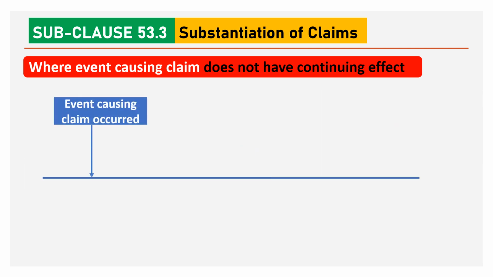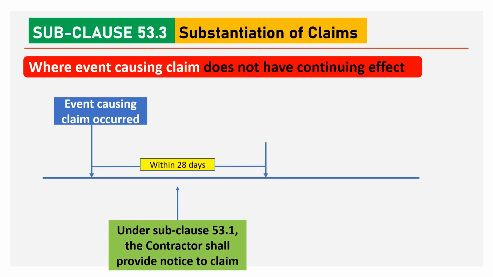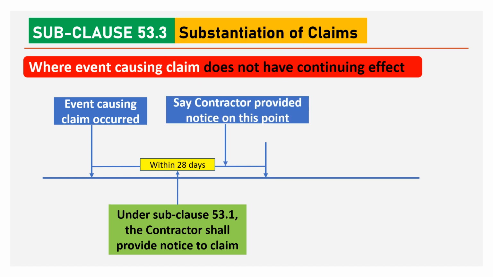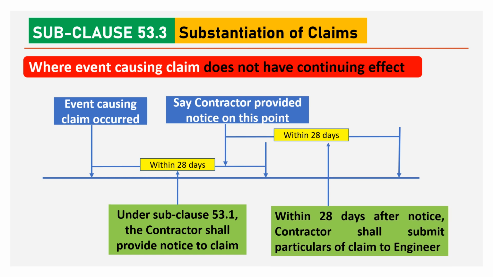So the event causing claim has occurred at this point of time, and within 28 days the contractor is under obligation to provide notice of claim to the engineer. Say the contractor has provided notice of claim at this point. Within 28 days after notice, the contractor shall submit particulars of claim to the engineer.